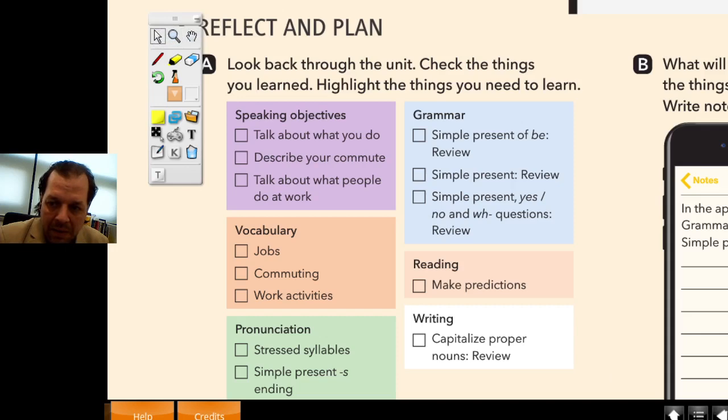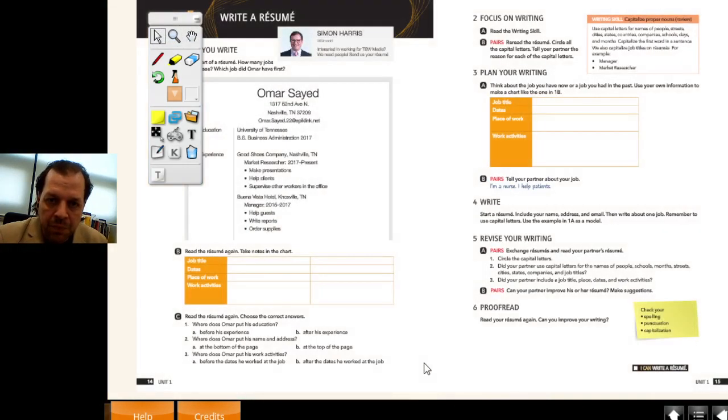But let me go back. So we're going to disregard this page. But for the writing section, I don't like blank pages in any workbook, but this is a speaking-focused class and course. I'm not going to ask you to finish this.